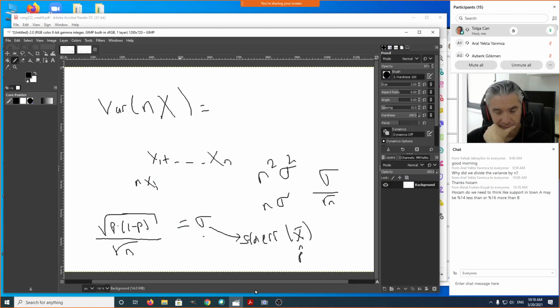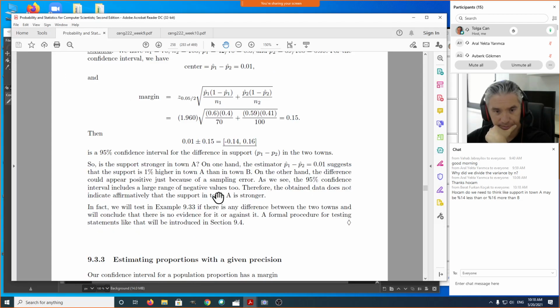Let me get your question in this example. Yes, exactly. With 95% confidence, we are 95% confident that the support in town A may be 14 points less or 16 points more. So this is basically saying it's either this or that. It's not very conclusive, as you can see. We cannot be very affirmative.